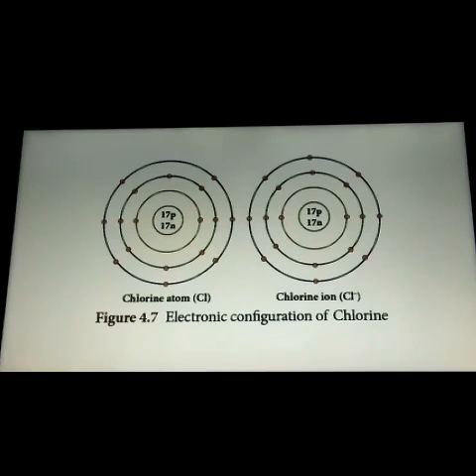So what is a cation? An atom which loses electrons is said to be a cation, while in case of an anion, an atom which gains electrons is said to be an anion.